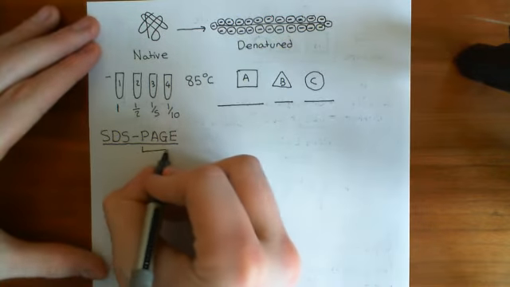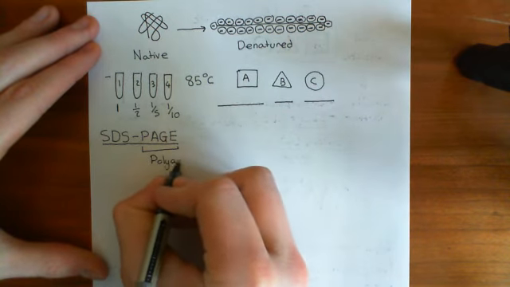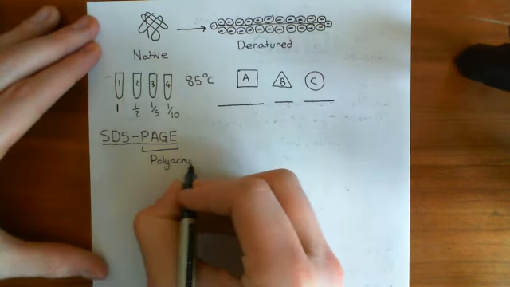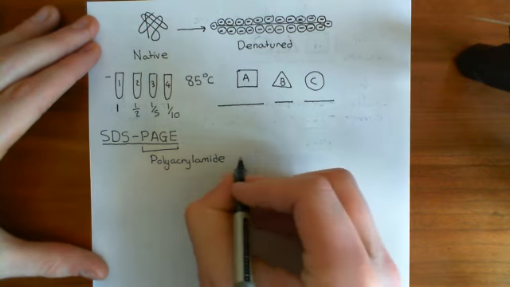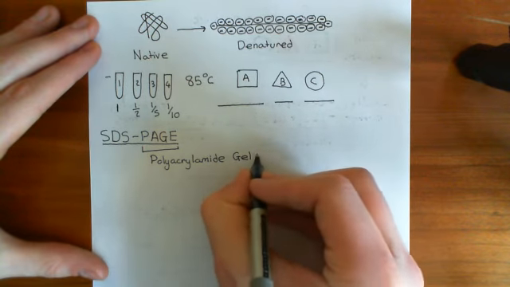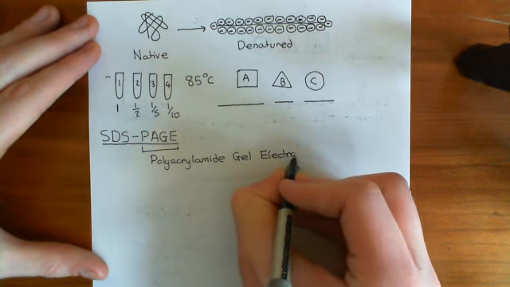The PAGE is short for polyacrylamide gel electrophoresis. So the P is for poly, then the A is for acrylamide, and then the GE is for gel electrophoresis. So PAGE for short.